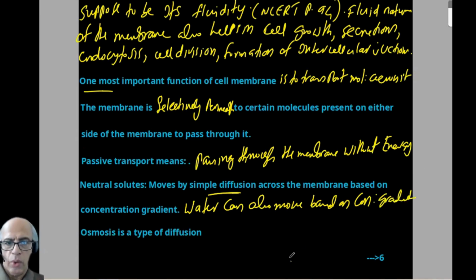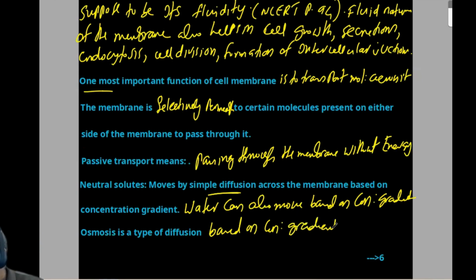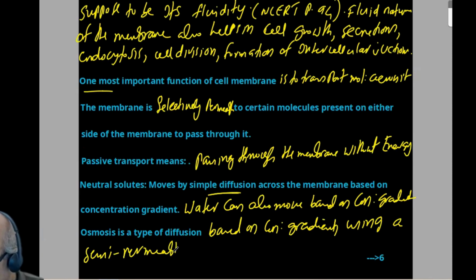Now, osmosis. So what is osmosis? Osmosis is a type of diffusion based on concentration gradient. But remember, when we say osmosis, there should be a semi-permeable membrane. I think up to here it is clear. Now we can proceed to the next page.